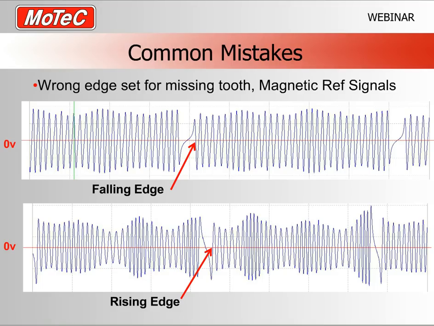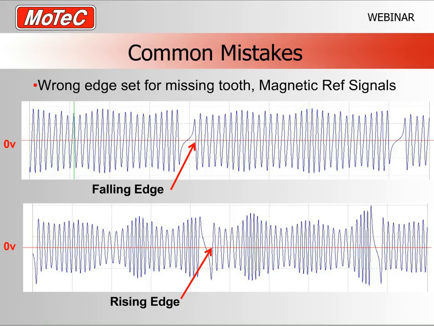The other one, and this is actually one of my favorite questions at seminars when I start talking about magnetic signals, is how do you determine whether it's a rising or a falling edge for a missing tooth? So the top and bottom are basically the same crank trigger with two missing teeth. Now the top one is a falling edge. You can quite clearly see where the missing teeth are because there's a bit of a stretch in the signal.